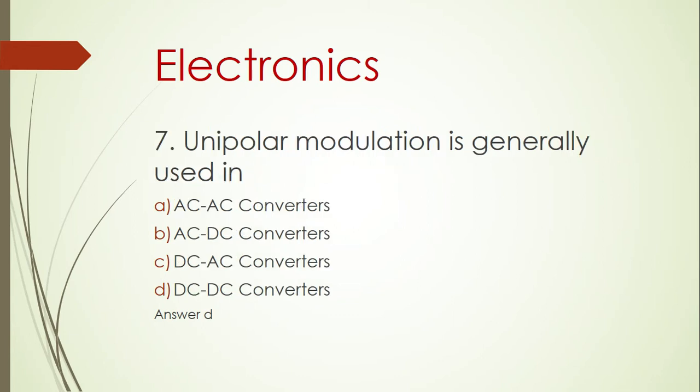MCQ number 7. Unipolar modulation is generally used in AC to AC converters, AC to DC converters, DC to AC converters, and DC to DC converters. Option D, DC to DC converter, is the correct answer. Let's move to MCQ number 8.